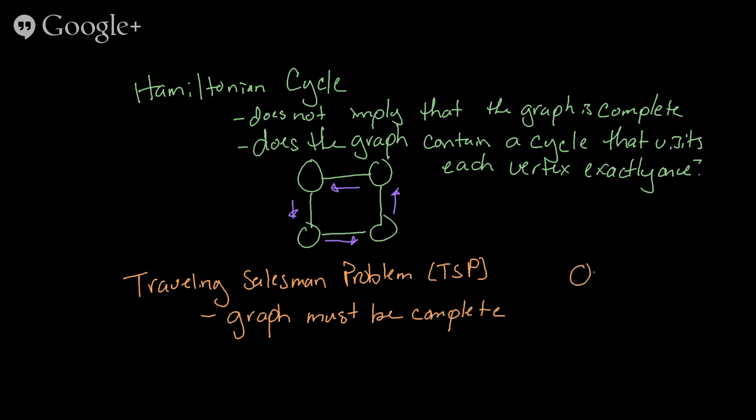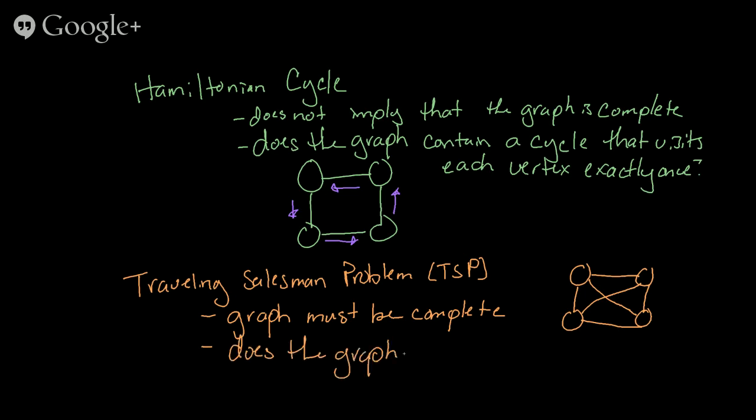So, we must have some graph that looks like this, where every vertex is connected to every other vertex. That is one of the requirements for the traveling salesman problem. And instead of just saying, does the graph contain a cycle that visits each vertex exactly once? I mean, that's obvious. If the graph is complete, yes, there is a cycle that visits each vertex exactly once. There has to be.